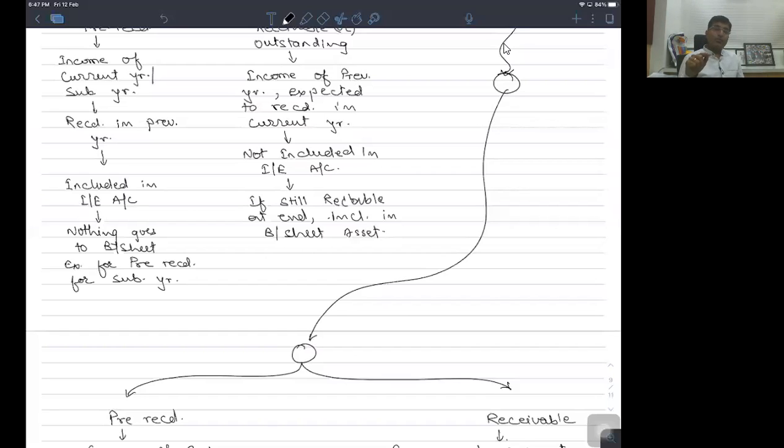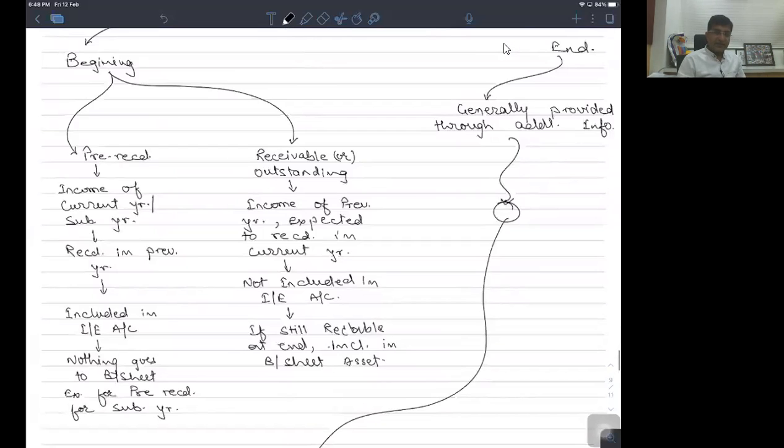पर उसमें तुमको सब्सक्रिप्शन रिसीवेबल कैलकुलेट पहले से करके रखना होता है. वहां सब्सक्रिप्शन रिसीवेबल कैसे कैलकुलेट किया तुम लोगों ने? Did you do 2,10,000 minus 2 lakh, subscription receivable 10,000? Your balance sheet will never tally if you have done something like that.